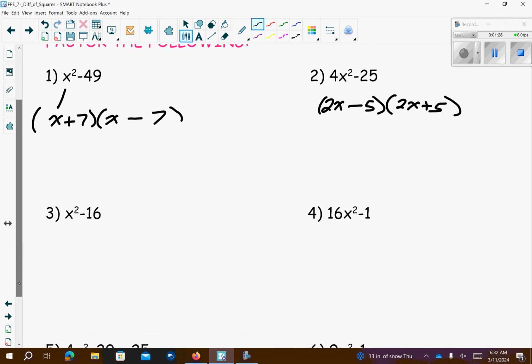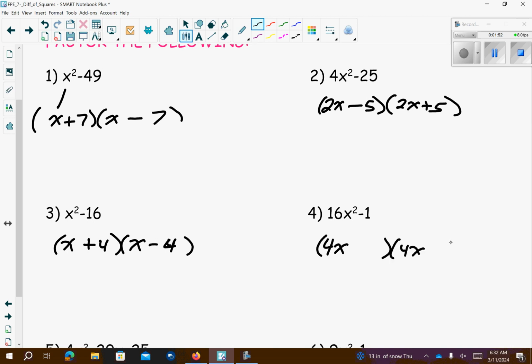Number 3, this is indeed a perfect square. Oops, I didn't mean to put x squared, sorry. Because x times x is x squared. And what times what gives you 16? That's the same number, yeah, it'd be 4 and 4. And again, you can alternate the signs however you want, just make sure they have two different signs. 16x squared minus 1, well, that's 4x times 4x, and 1 is a perfect square because 1 times 1.